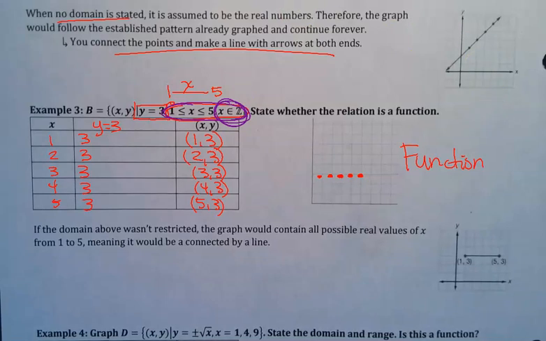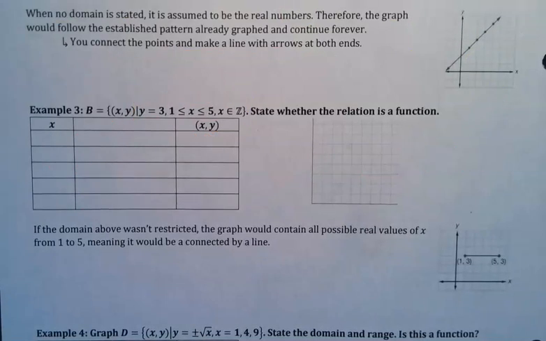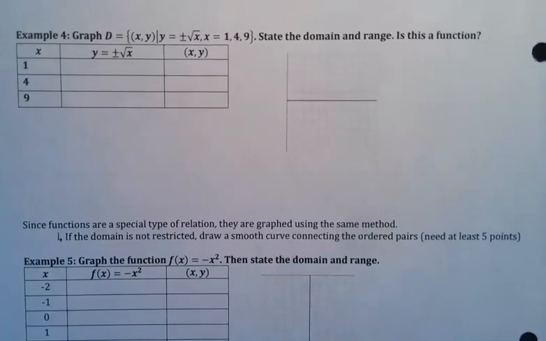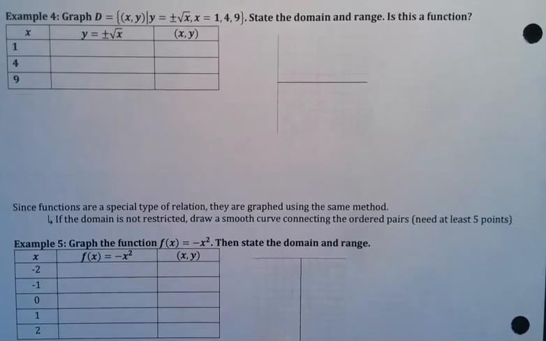Let's look at it. It says graph D, so relation D, where xy, so you're going to graph it where it equals xy such that y is equal to plus or minus the square root of x, and x is 1, 4, and 9. So state the domain and range, and is this a function?